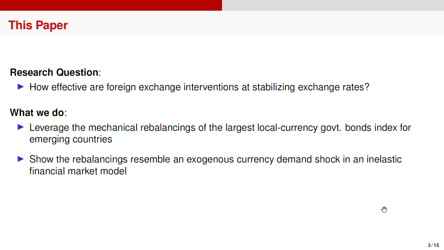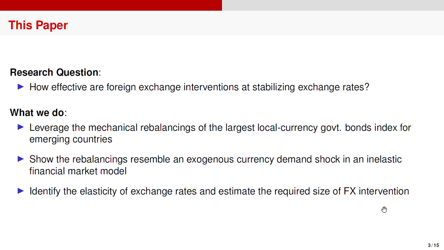We show that mechanical rebalancings create an exogenous currency demand shock that moves exchange rates but is orthogonal to macro fundamentals in the economy. The evidence provides support that financial markets, in particular the foreign exchange markets, are inelastic. Through this natural experiment, we identify the elasticity of exchange rates in response to the currency demand shock. And then using a model of inelastic financial markets, we identify the required size of intervention, counterfactually, to stabilize exchange rates.